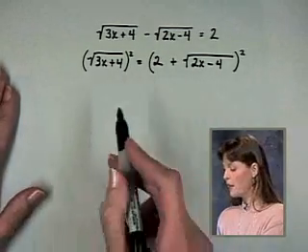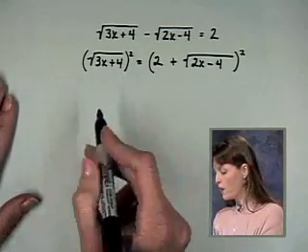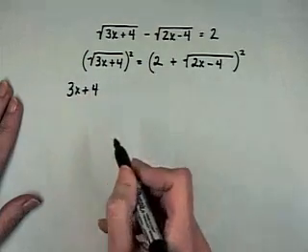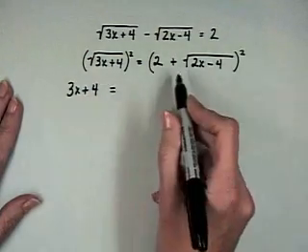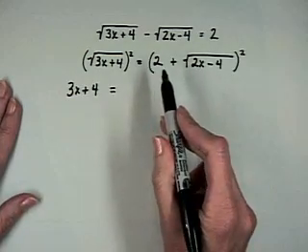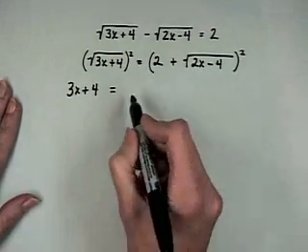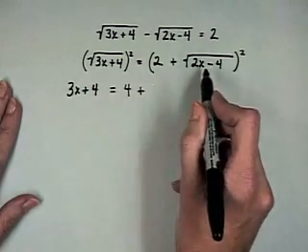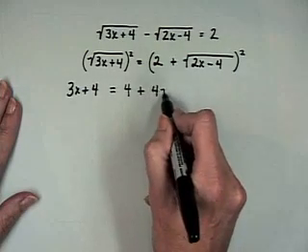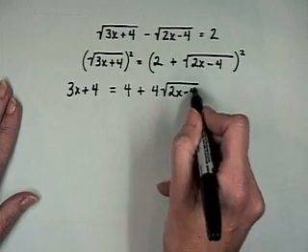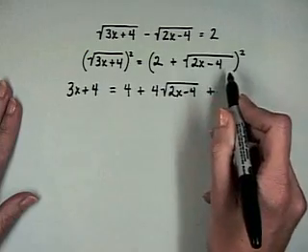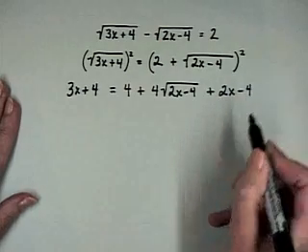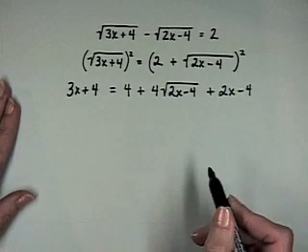Therefore, when we actually carry out the squaring process, we do get rid of the radical on the left, and we end up with 3x plus 4. On the right, in order to multiply out, this is in the setup of (a plus b) squared. So we'll end up with the first term squared plus the product of these two terms doubled, which will end up giving us 4 times the square root of 2x minus 4, plus the last term squared, which will eliminate that radical sign and give us just plain 2x minus 4.